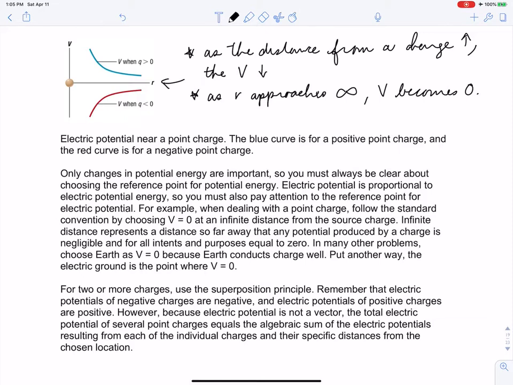Infinite distance represents a distance so far away that any potential produced by a charge is negligible for all intents and purposes. We can say that it's equal to 0. In many other problems, we choose Earth as V equals 0 because Earth conducts charge well. Put another way, the electric ground is the point where V equals 0.